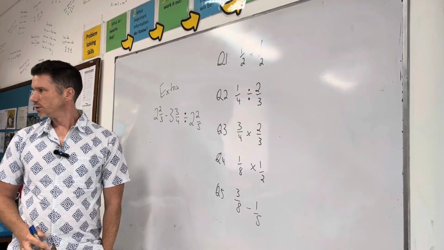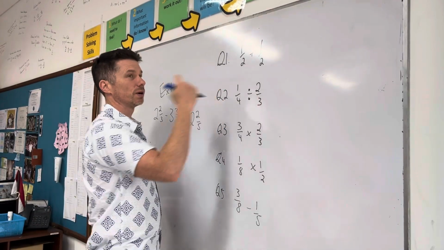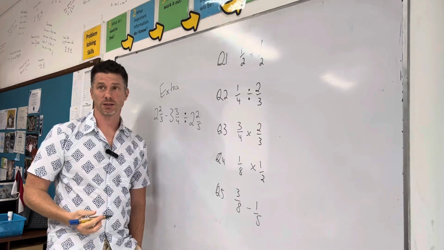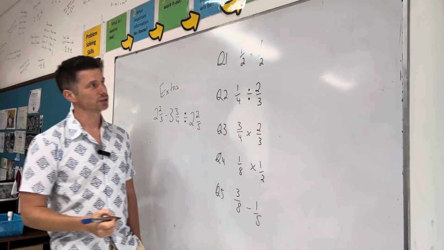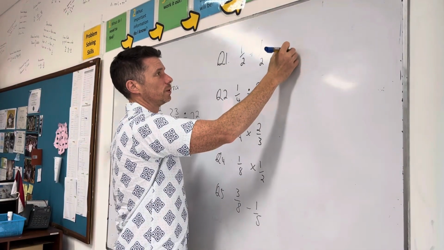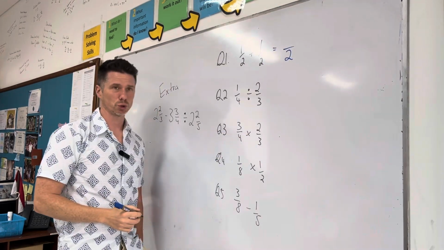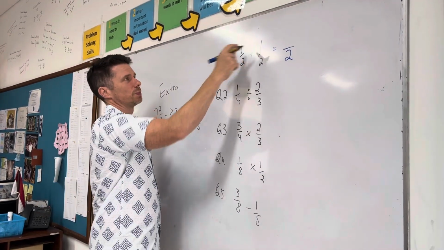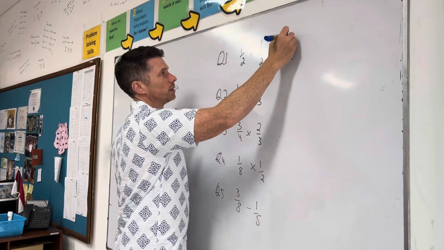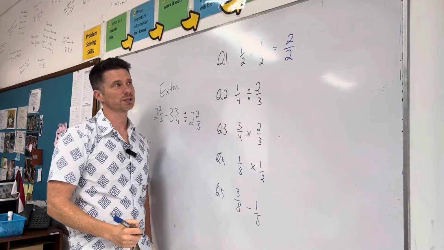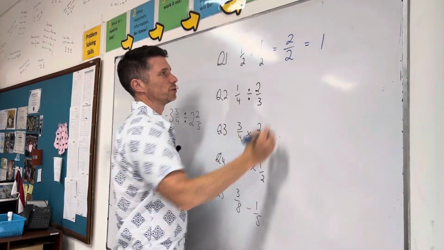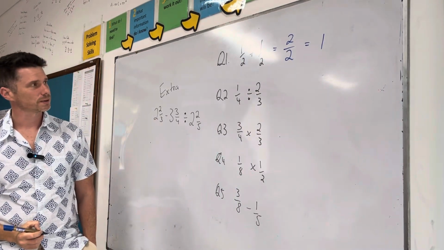Adding. So we notice that these two have the same denominator, so we do not need to change the denominator. They can be added straight away. With my answer, the denominator is still going to be 2. And I just add the tops here. 1 plus 1 gives 2. And of course, 2 over 2 is simplified down to 1, because 2 fits into 2 once.